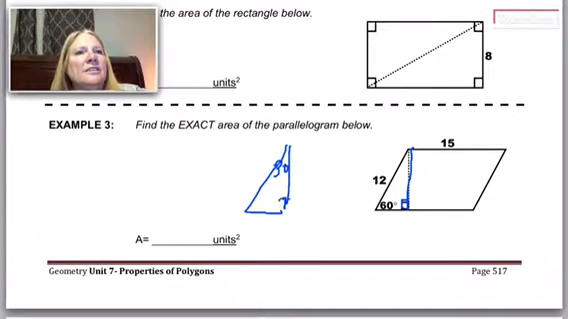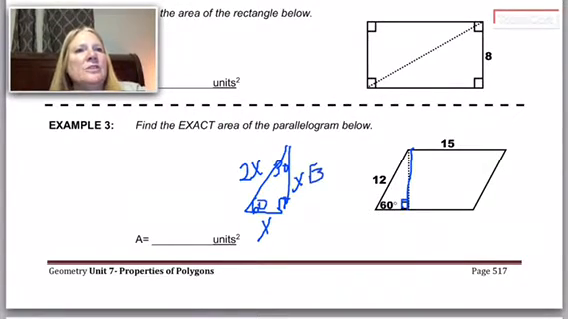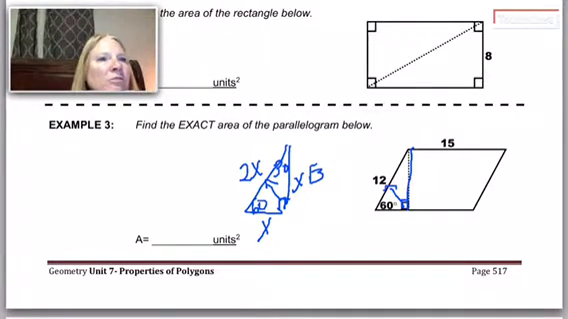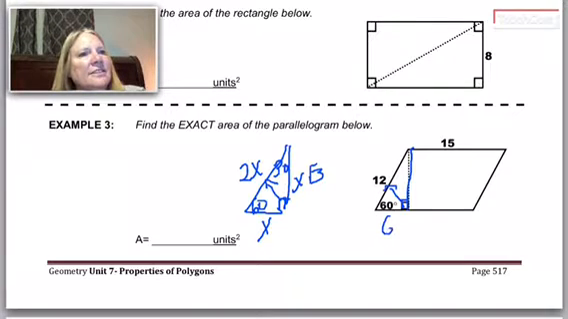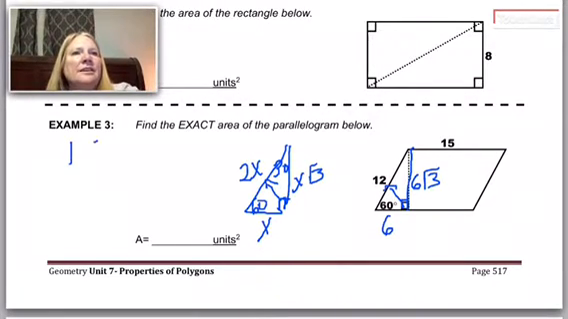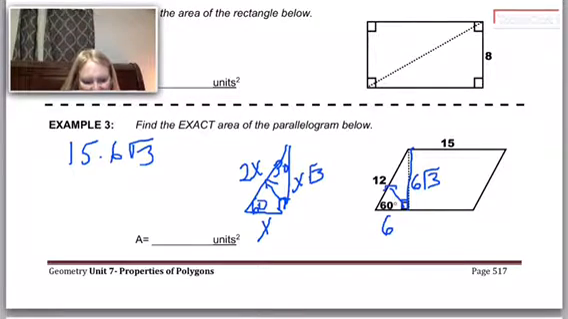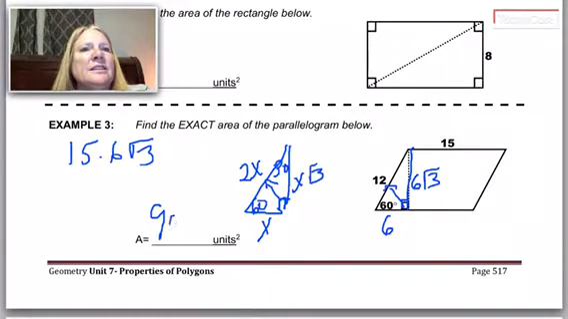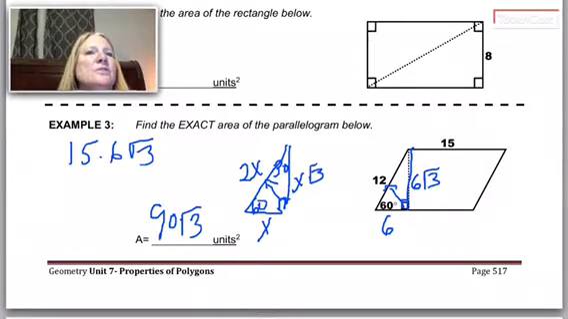30, 60, 90 is x, 2x, and x to the square root of 3. So 2x is across from 90. So here, 2x is 12. That makes x 6. And that makes the height 6 to the square root of 3. And so base times height is 15 times 6 to the square root of 3. And 15 times 6 is 90. So the answer is 90 to the square root of 3.